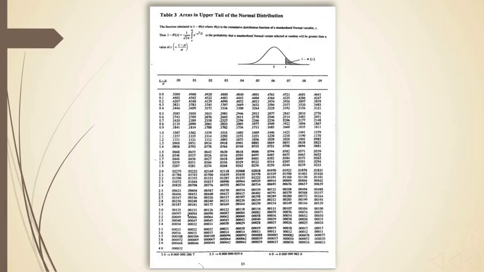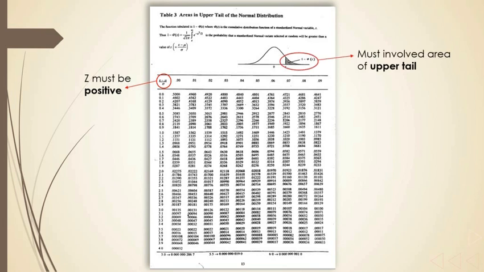There are two important requirements that we must fulfill to use this table. First, it must involve a positive Z value because all the Z values in this table are positive values only. And secondly, the area involved must be the area in the upper tail. If we do not fulfill these two requirements, then we need to do necessary modifications. We will look at the example for the detail.